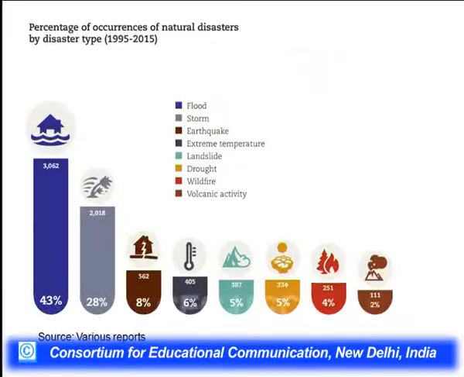First of all, I would like to put before you the percentage of occurrence of natural disasters by different disaster types, taking into consideration the data from 1995 to 2015, and you can find landslides place 5th rank in the percentage of occurrence of natural disasters, followed after flood, storm, earthquake, extreme temperature, and then landslides.